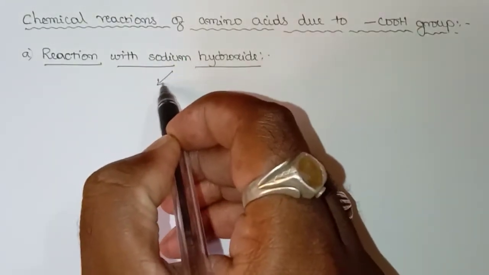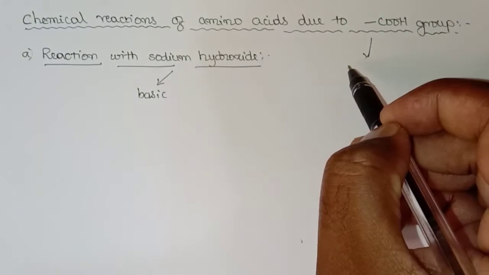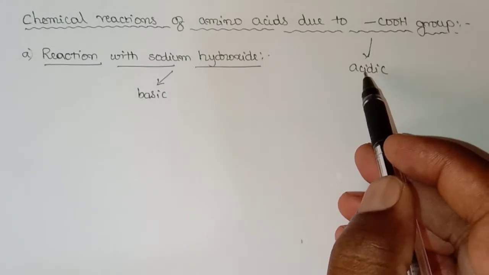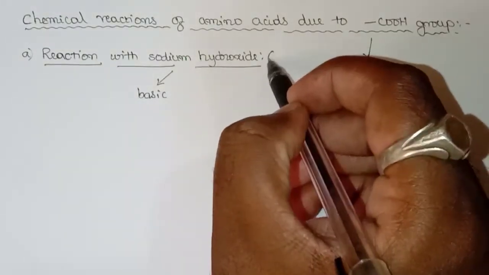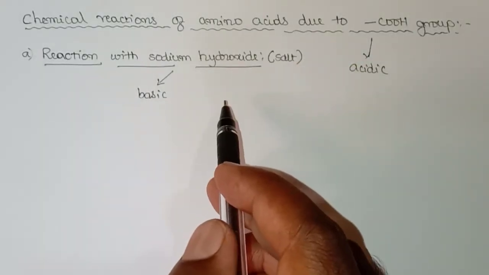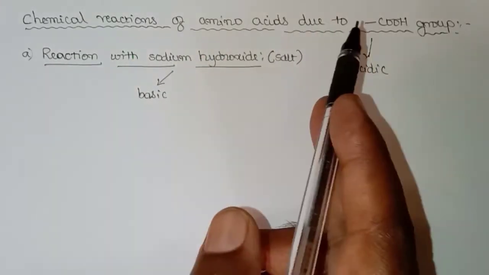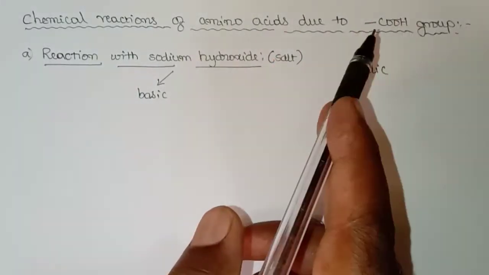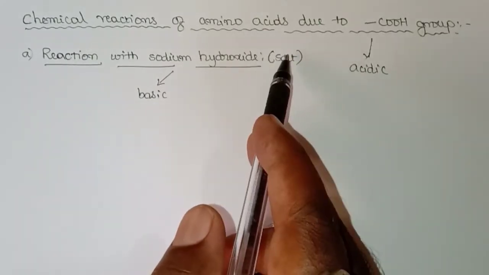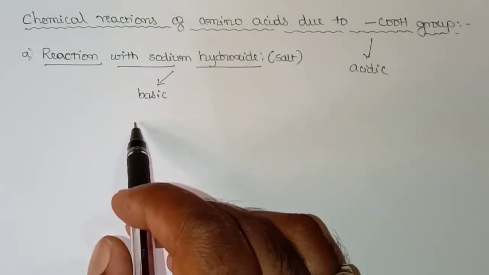Since sodium hydroxide is a very strong base, and the COOH group is acidic in nature, when a base interacts with an acid, obviously a neutralization reaction will occur, which results in the formation of a salt. Like we have seen in the chemical reactions of amino acids due to the NH2 group, when an amino acid reacts with HCl it forms a salt. In a similar trend, when an amino acid reacts with sodium hydroxide, that also results in the formation of a salt. Strictly speaking, the sodium salt of the amino acid will be produced.